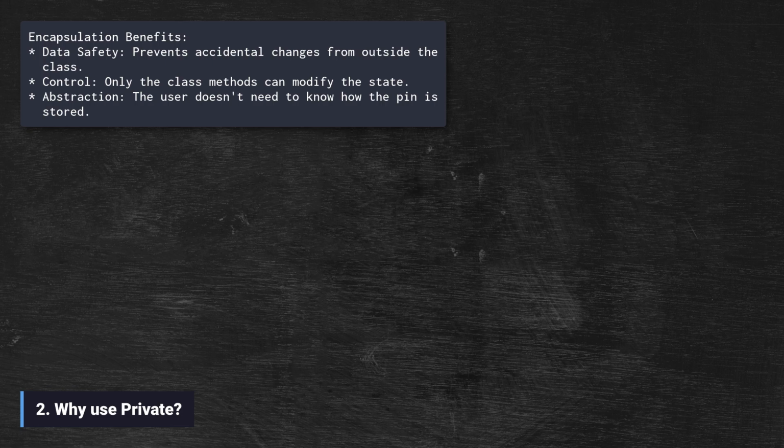This is a core concept called encapsulation. By making these attributes private, we ensure that the state of our hardware remains consistent. The only way to change the LED state will be through the controlled methods we'll write later.